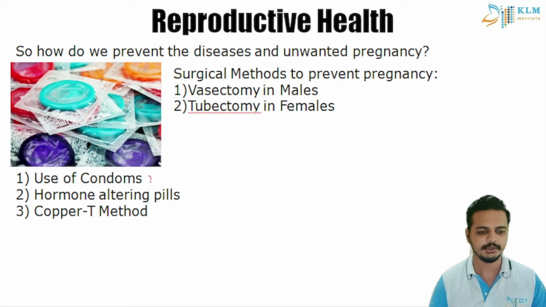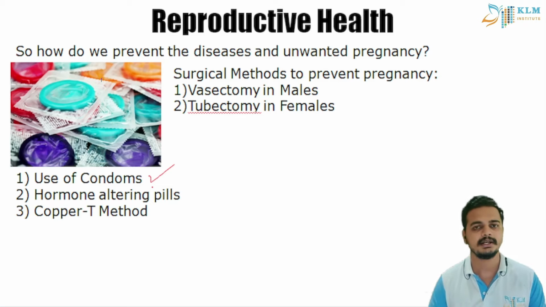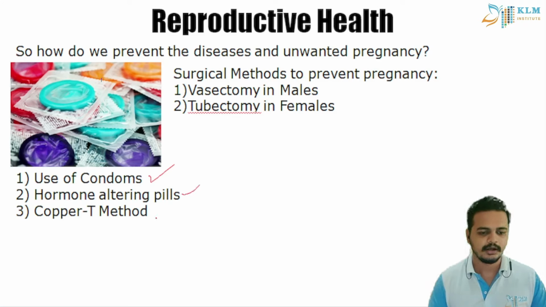The use of condoms is the best way to prevent both of these. There is no transmission of sexual diseases, and there is no unwanted pregnancy, as it acts as a physical barrier between the female and male. Also, to avoid unwanted pregnancy, you can use hormone altering pills or the copper T method. But these have their own complications.